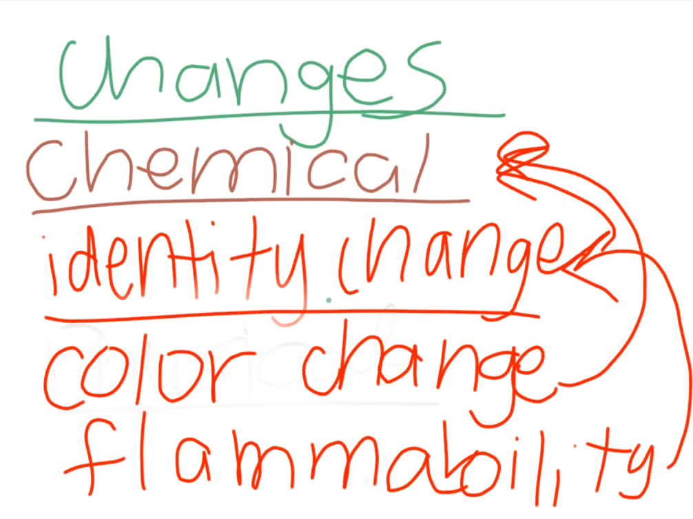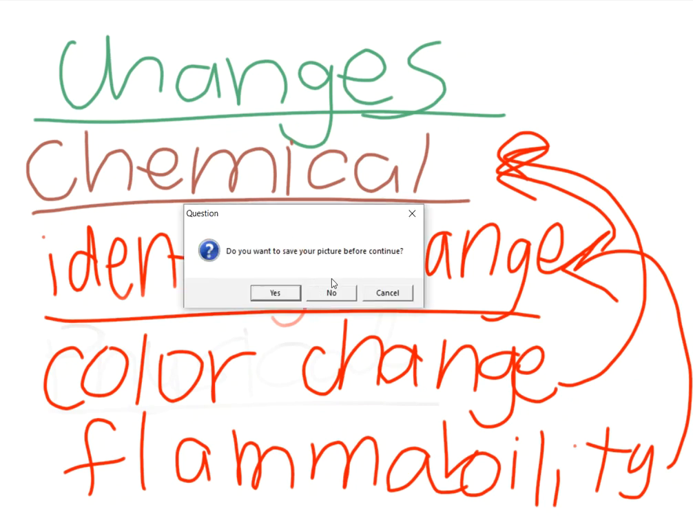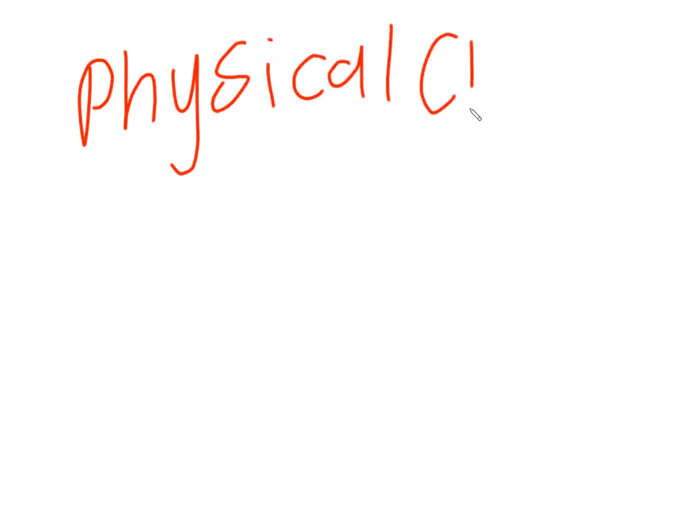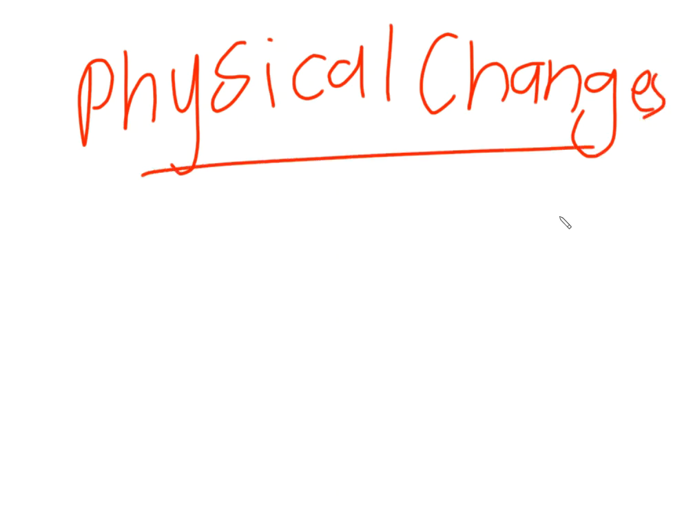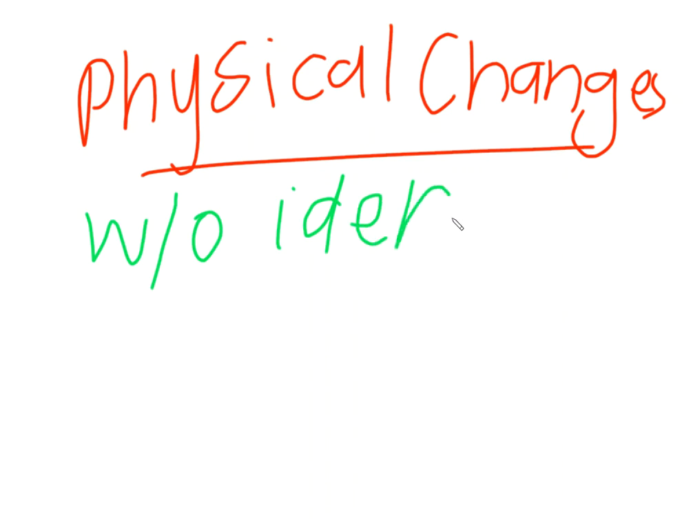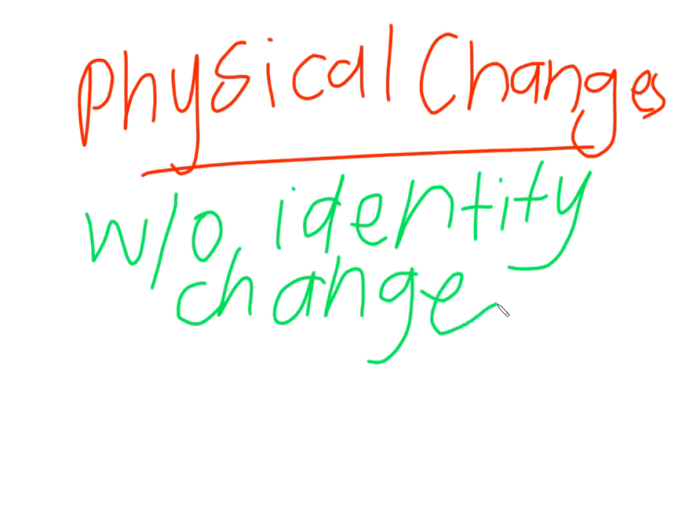Now let's go over physical changes, which are just as important as chemical changes. Physical changes are properties that we observe without changing a substance's identity. So it's basically without identity change. So what we notice without identity change.